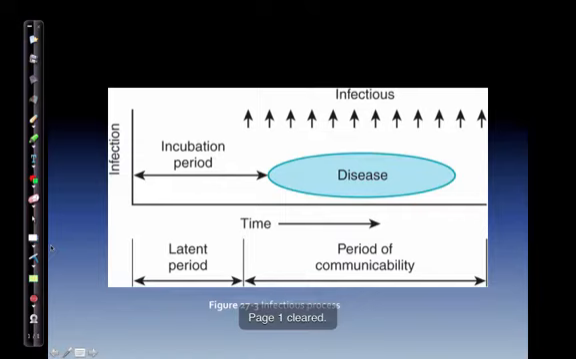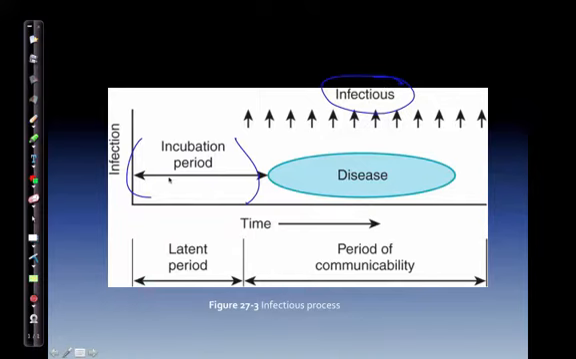And this is figure 27.3, infectious process. There's a certain incubation period in which the disease proliferates in the body. And then once the patient becomes infectious, which is up here, they can spread the disease to other people. The incubation period is also called the latent period. And the infectious stage is the period of communicability, which means that they can pretty much give it to somebody else.